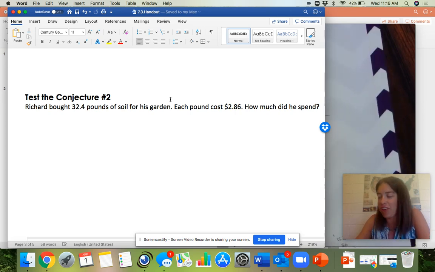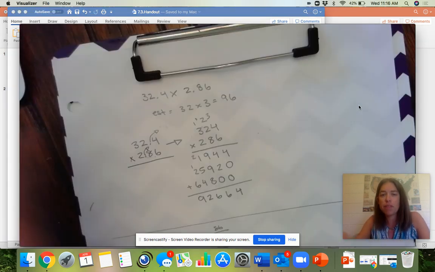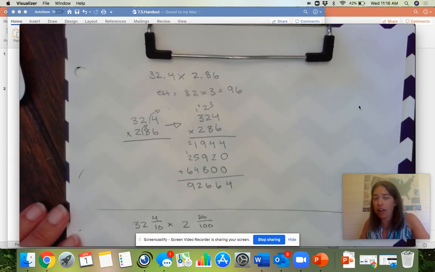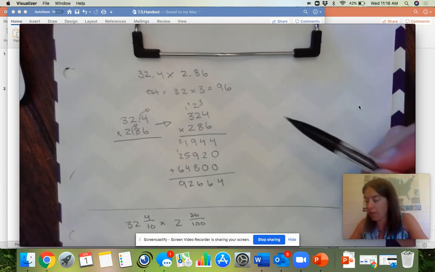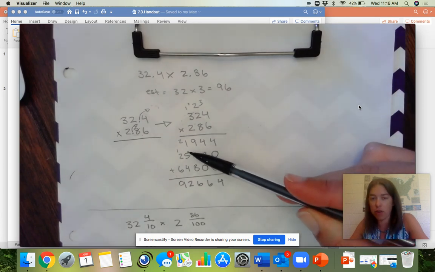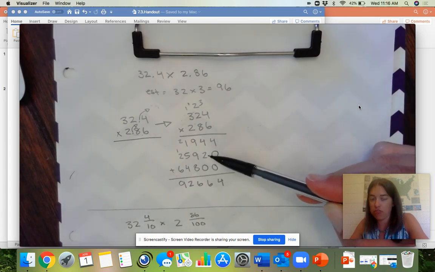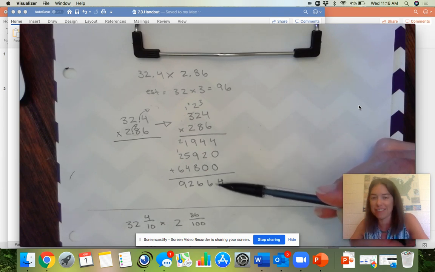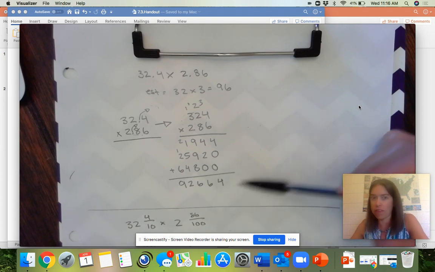All right, let's check in and see what we got. Let's start with our standard algorithm. Double check if you use a standard algorithm that your digits match mine. That we got 1,944, 25,920, and 64,800 for a sum of 92,664. I compare this with my estimate of 96.